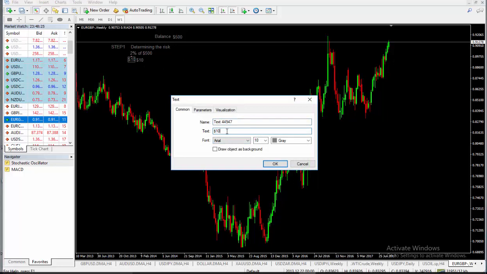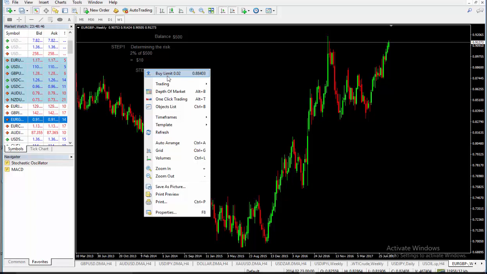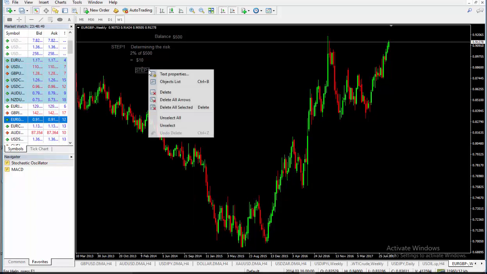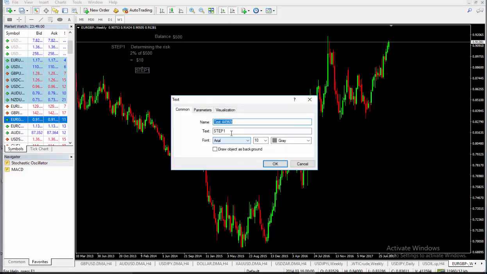We want to do this step, all of us, until we are actually going to do 4 pairs. We're gonna do 2 sells and 2 buys. Now step 2 is determining pips. Okay, now we're on step 2.